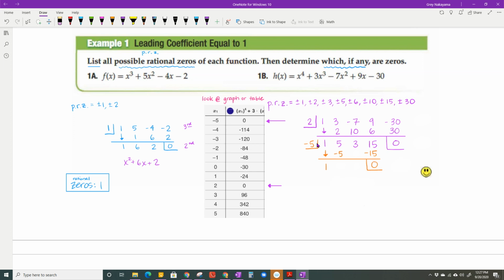-5 times 1, -5 plus 5. -5 times 0, 3 plus 0. And -5 times 3 is -15. So we're good to go.